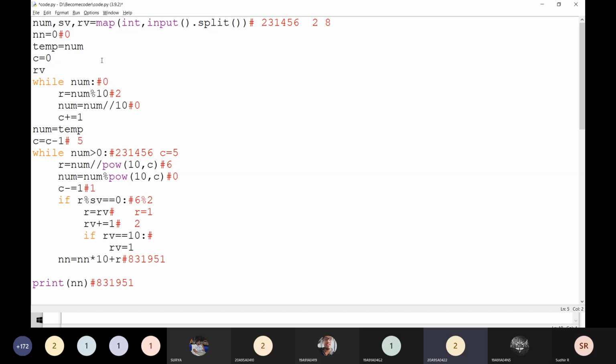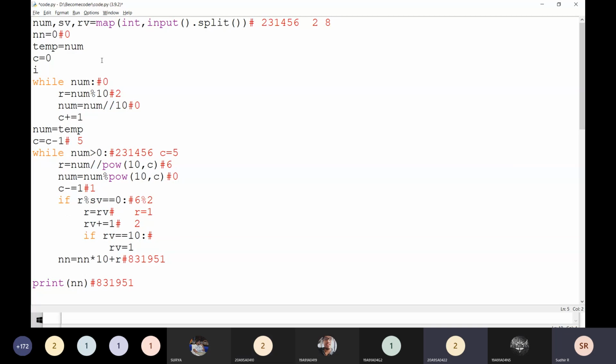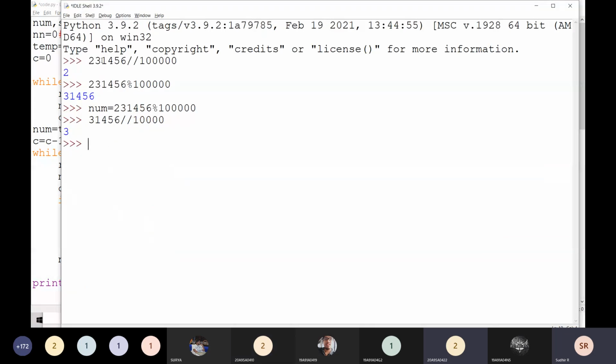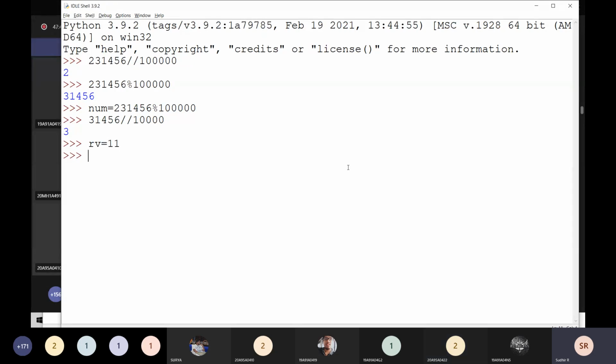Just a minute. Replace value, I'm going to write a condition for that also. If replace value is greater than 10, I'm going to write replace. If replace value is, for example, 11, I am going to write replace value is equal to replace value mod, just a minute, 11 mod 10 plus 1, then it becomes 2.